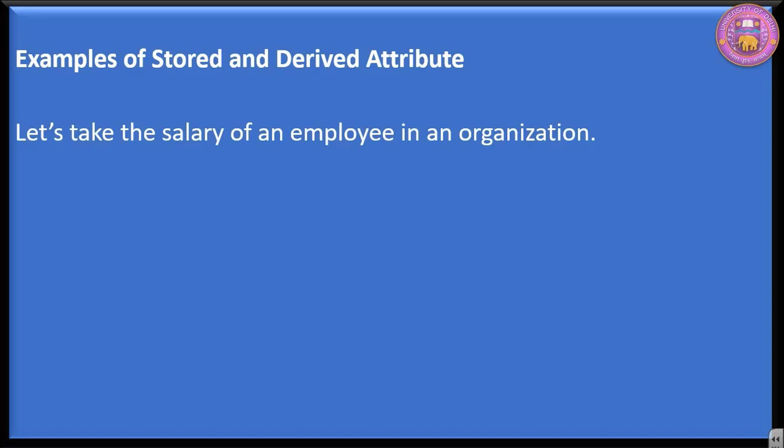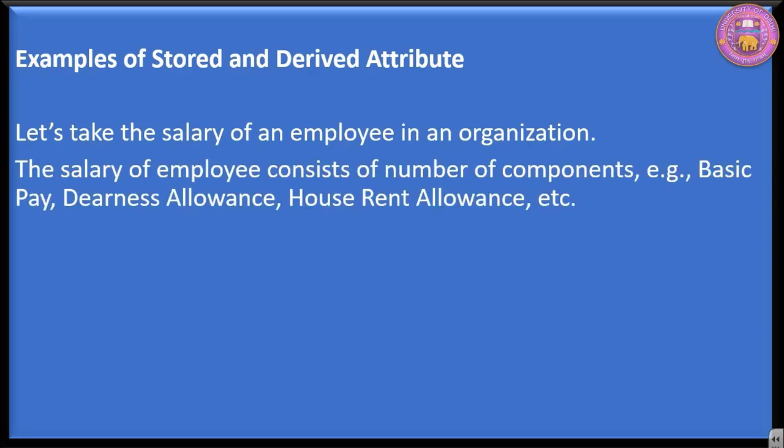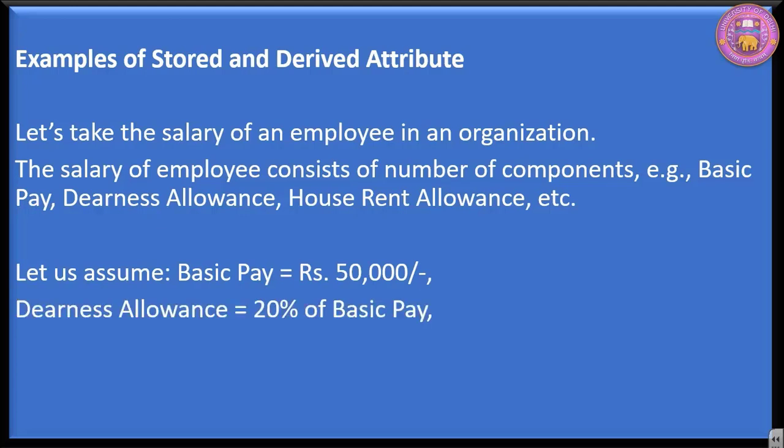Let us take the salary of an employee in an organization. The salary of an employee consists of a number of components. The first one is basic pay, then dearness allowance, HRA, house rent allowance, etc. Let's assume basic pay is 50,000. Dearness allowance is 20% of the basic pay. HRA, house rent allowance, is equal to 30% of the basic pay.